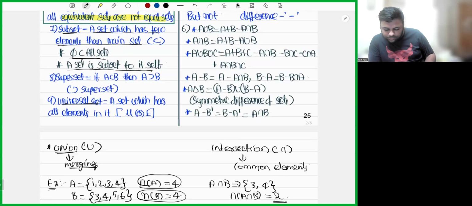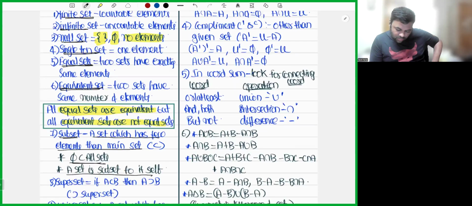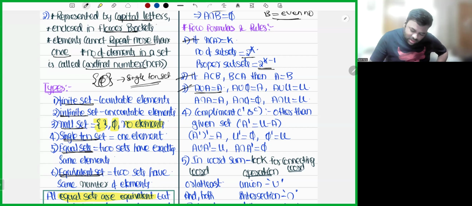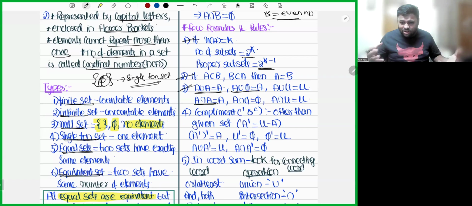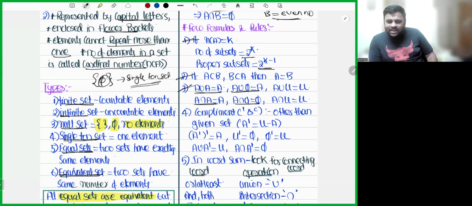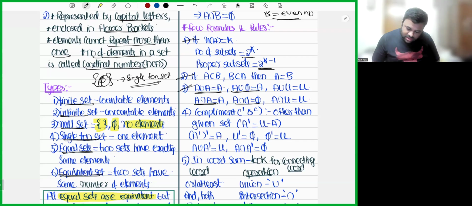Now see here. I am telling A union A. A you are merging with itself. What will you get? A only. A intersection A. Again A only you will get. A union null set. You are merging A with the null set. Obviously the same set you will get. Is there any common element between A and null set? Do you think is there any common element between A and null set? Obviously no, sir. There won't be any common element.